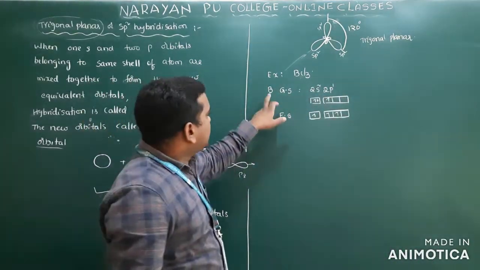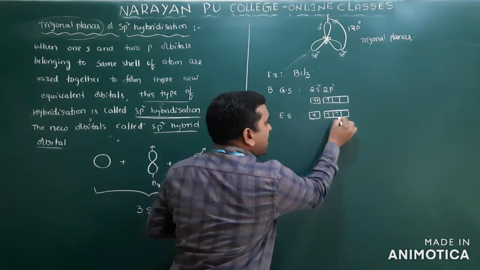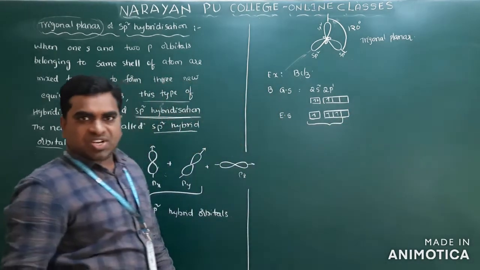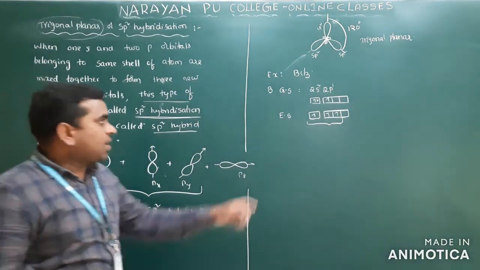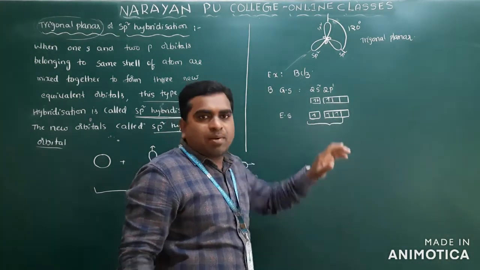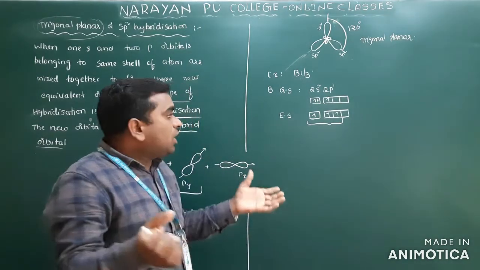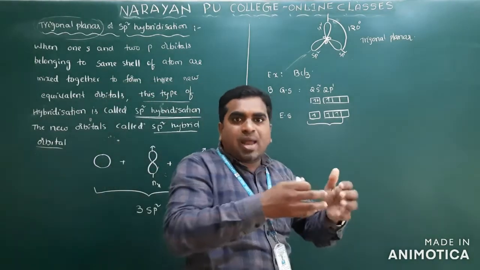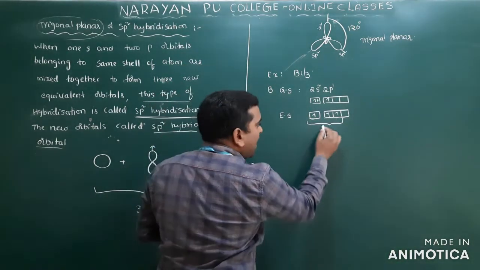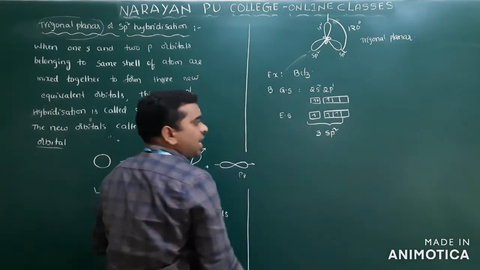Clear? Now this is boron, and these 3 p orbitals and one s orbital are involved in the hybridization. Because this is the s orbital and these are the p orbitals, there is slightly a difference in energy. So when they mix up, all orbitals will have equal energy. So first of all they mix up and give how many hybridized orbitals? 3 sp2 hybrid orbitals it will give.